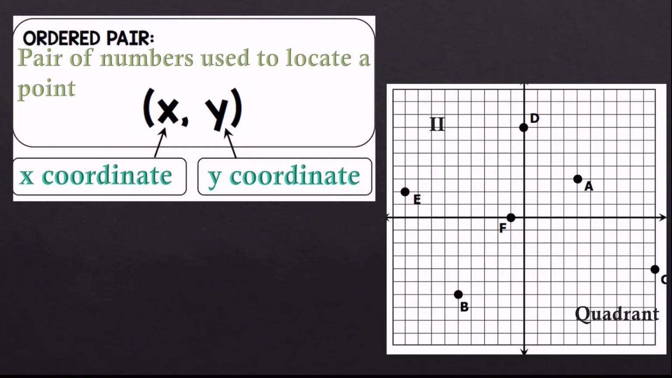Okay? So we need to make sure that we have our origin labeled. Quadrant 1, quadrant 2, quadrant 3, and quadrant 4. Make sure you have all of that labeled somewhere on your graph. You also need to label the x-axis and the y.